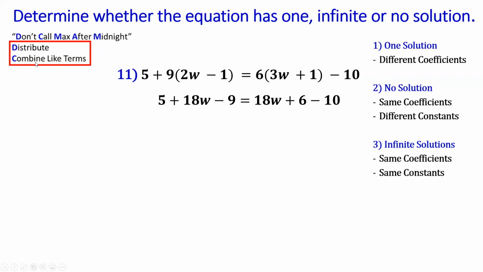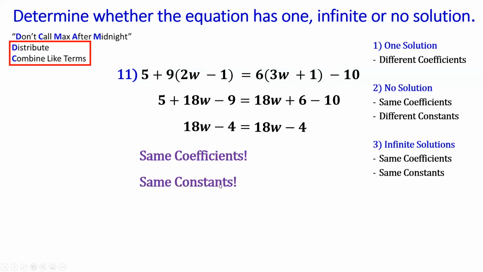I'm now going to look at, can I combine like terms? On the left side, yes, I can. I have 2 constants. 5 take away 9 gives me negative 4. And on the right side, I can also combine like terms. I have 2 constants again. A positive 6 take away a 10 gives me a negative 4. You're going to notice that the coefficients are the same. They're both 18. And the constants are the same. They're both negative 4. This is just like number 3. The left side is exactly the same thing as the right side. We call this infinite solutions.